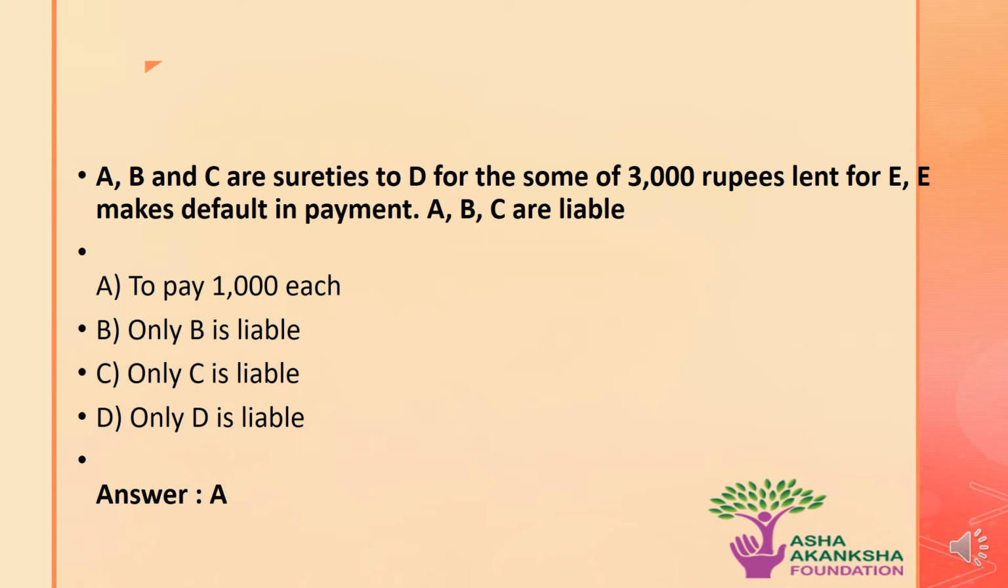The next question is: A, B, and C are sureties to D for a sum of 30,000 rupees, which is lent to E. E makes a default in payment. A, B, C are liable in what ratio? Options are A, to pay 1,000 each, B, only B is liable, C, only C is liable, or D, only D will be liable. The correct answer to this question is option A. That means to say, A, B, and C are liable to pay 1,000 each.